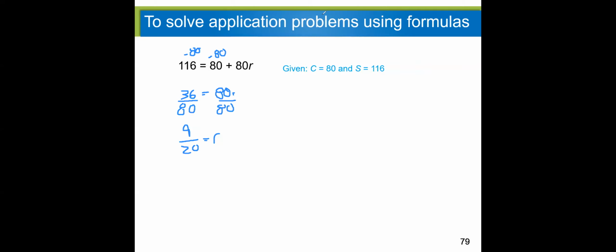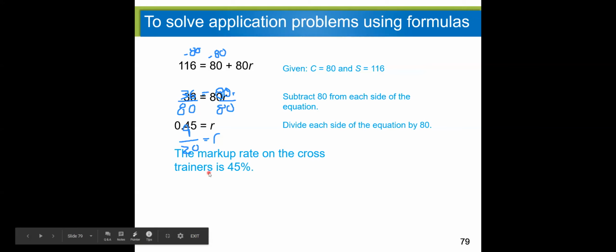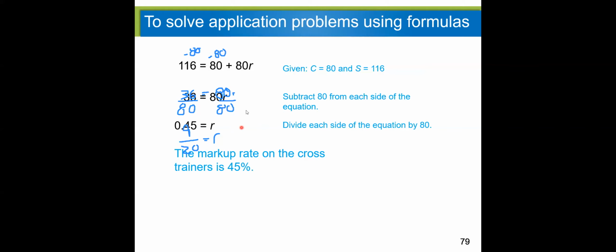I don't know if that's actually correct. Let's find out. Yeah, 36 over 80 is 45%. Looks about right, because 10 over 20 would be 50%. Yay! I did it correctly again. The markup rate is 45%. So the shoe store makes 45% on the selling price of the shoe. Cool.